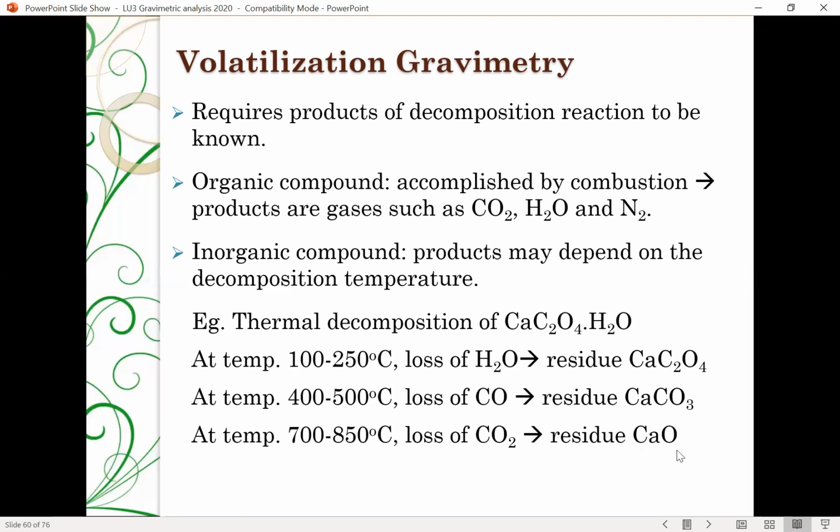It doesn't matter what the final composition of your reaction is. You might want to use different decomposition temperatures because you want the final product to be different. For example, if you want to determine CaO, you use this temperature. If you want to determine CaCO3, you have to use this temperature. So it depends on what you are looking for during volatilization gravimetric analysis.